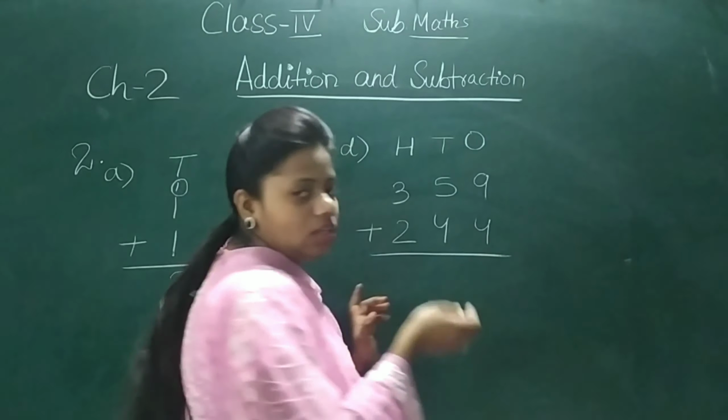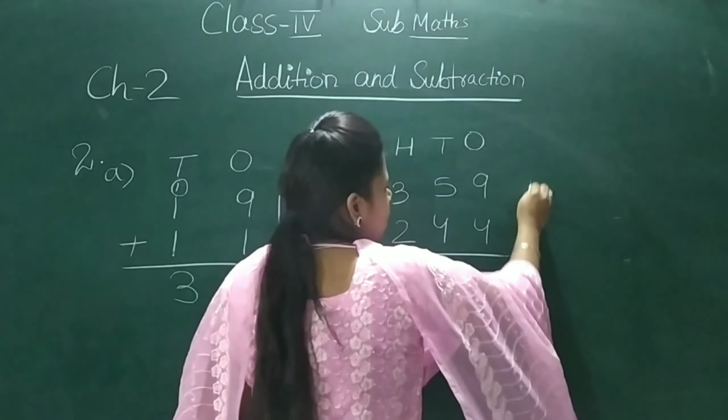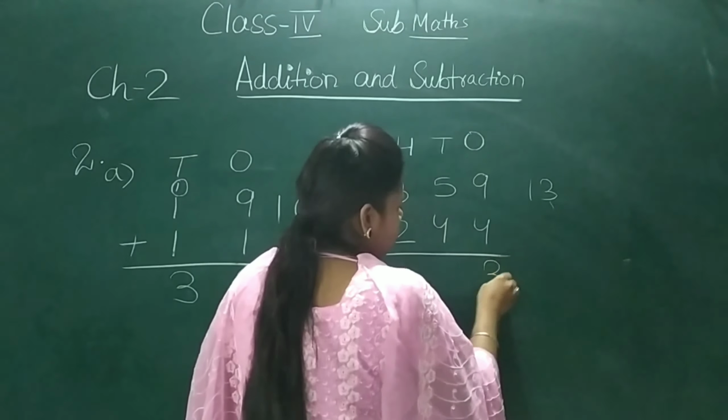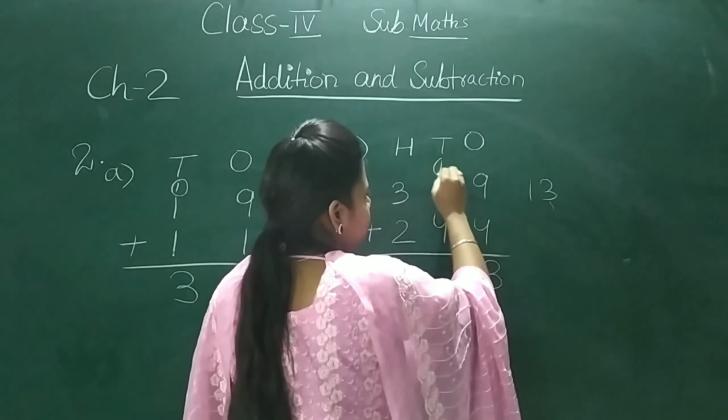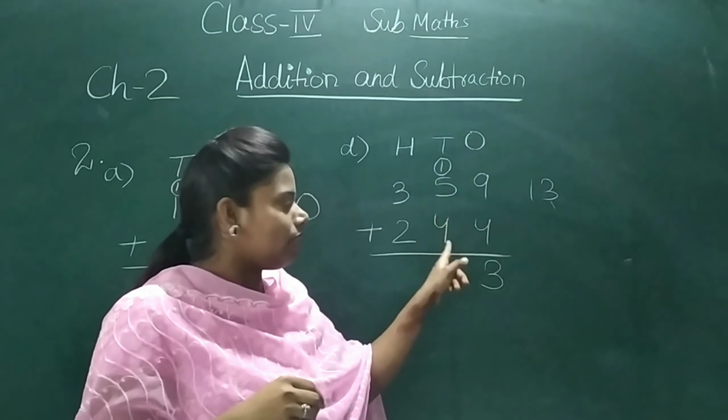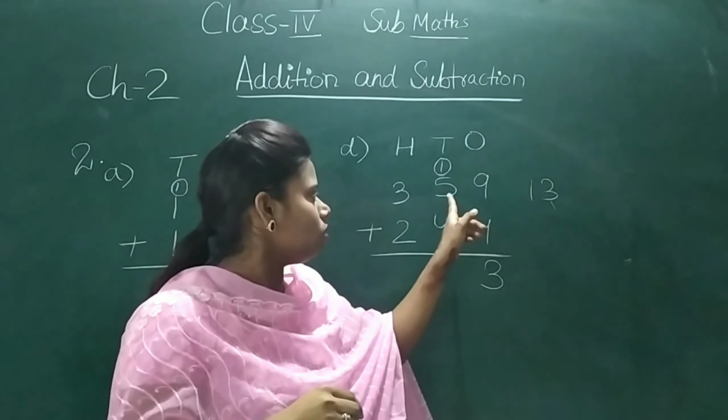13 is a 2-digit number. Okay. So this 3 we will write down and 1 we will give as carry. Okay. Now let's first add this, then we will add the carry one.